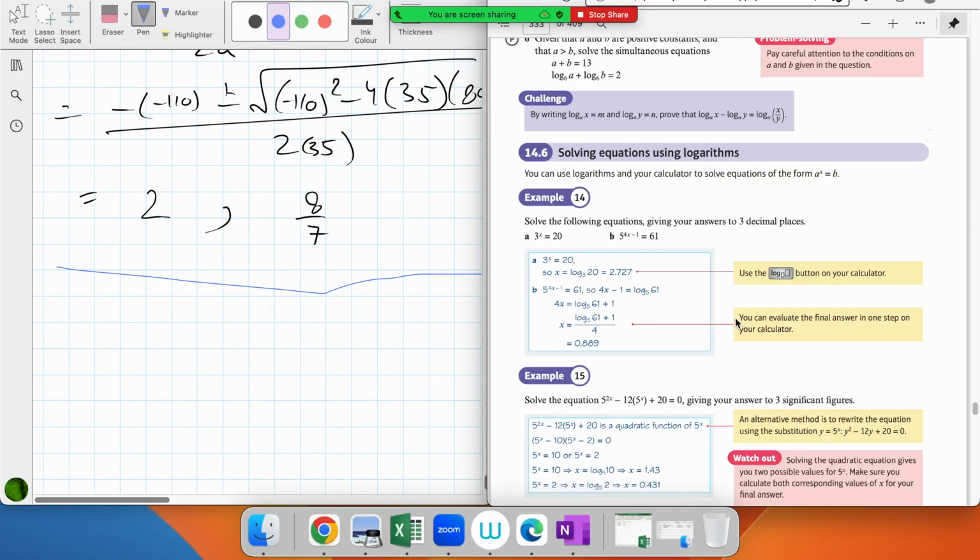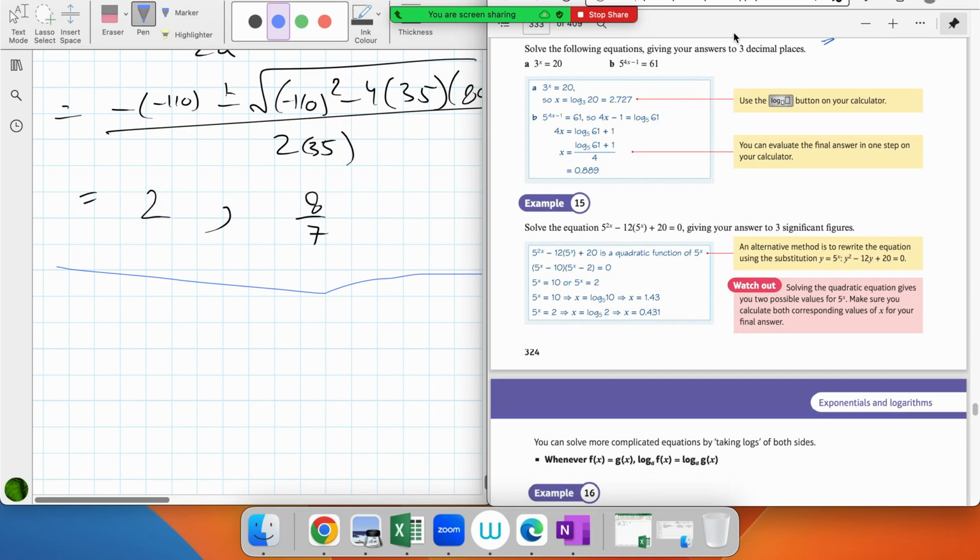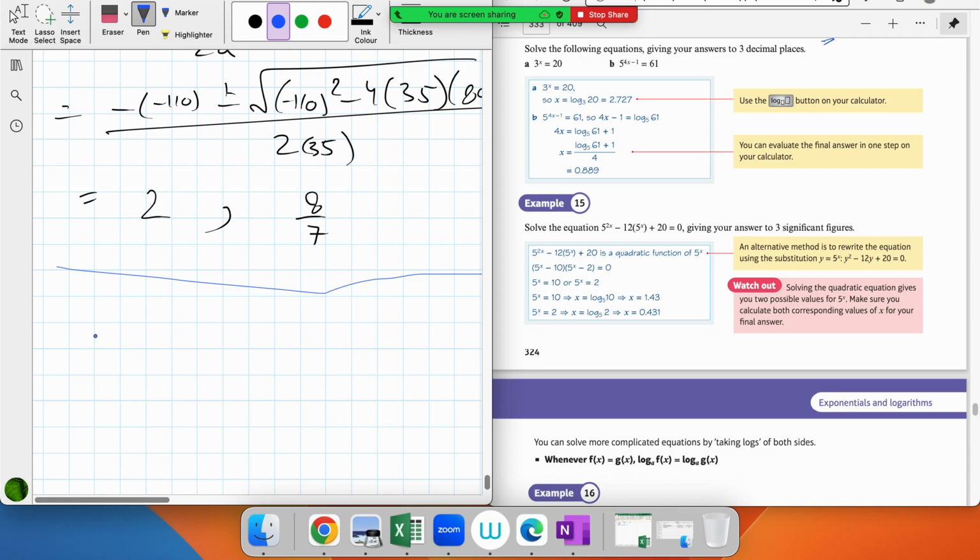Okay, look at this 14.6. It says solve the following equations giving answers to 3 decimal places. This is 3 raised to power x equals 20.